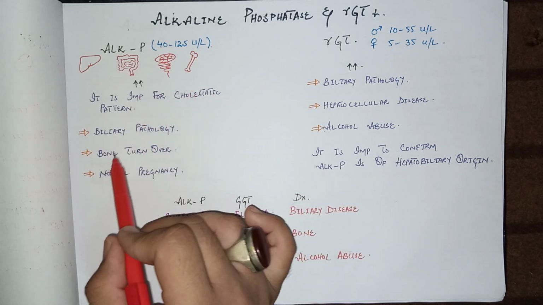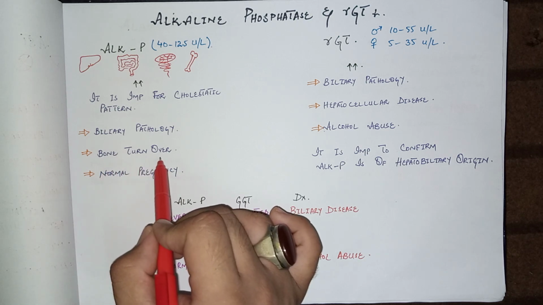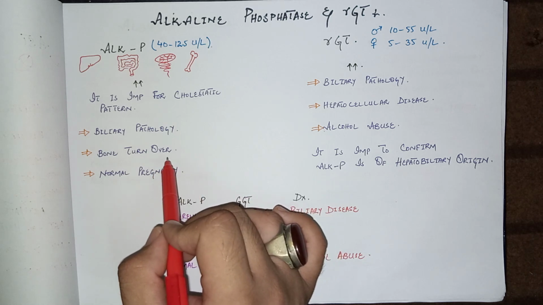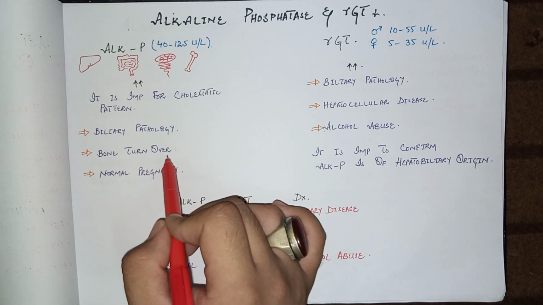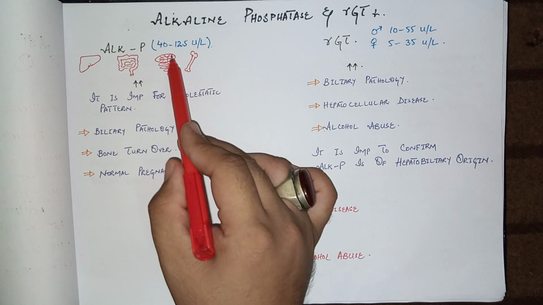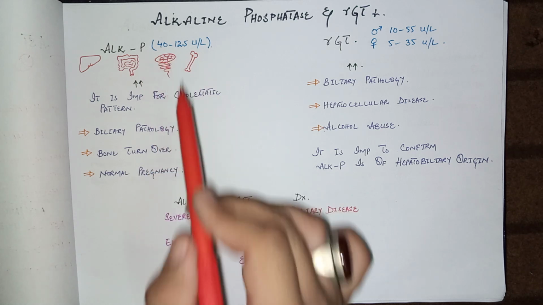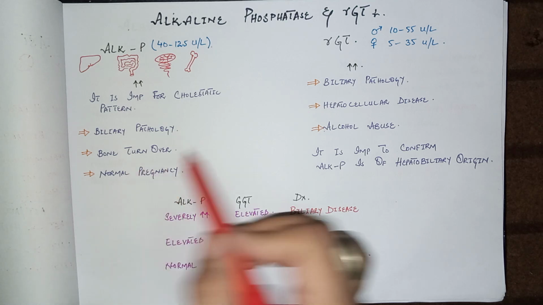It is also increased in bone turnover. When there is increased bone turnover, like in hyperthyroidism, in hyperparathyroidism, as well as in Paget's disease of bone or any other bone disorder, alkaline phosphatase levels are high. As we have discussed previously, it is also released from the placenta. So in normal pregnancy, alkaline phosphatase levels are also high.